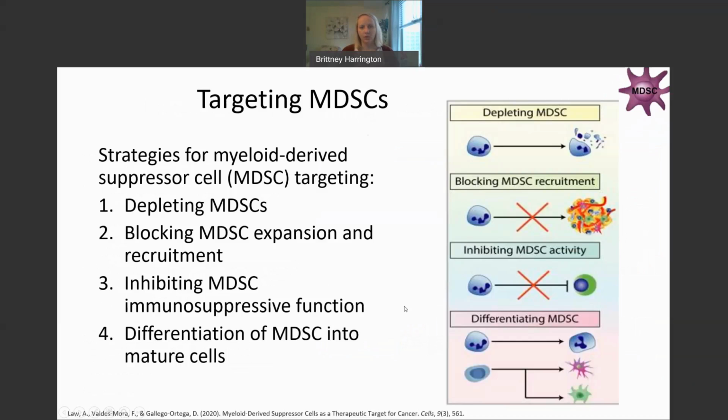So there are ways to target MDSCs to try and help the pro-inflammatory signaling to come back and destroy tumors. So these include depleting the MDSCs by inhibiting them or killing them, blocking their migration to the tumor. You can inhibit their activity so they can still exist, but they can be devoid of their suppressive function, or also by trying to differentiate these basically undifferentiated nebulous cell types into a functional, helpful cell type, such as a dendritic cell or a macrophage.